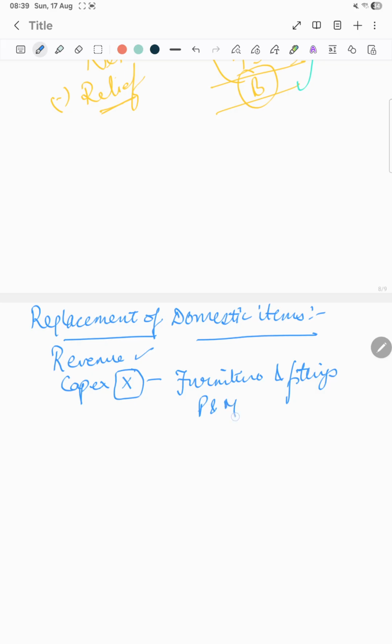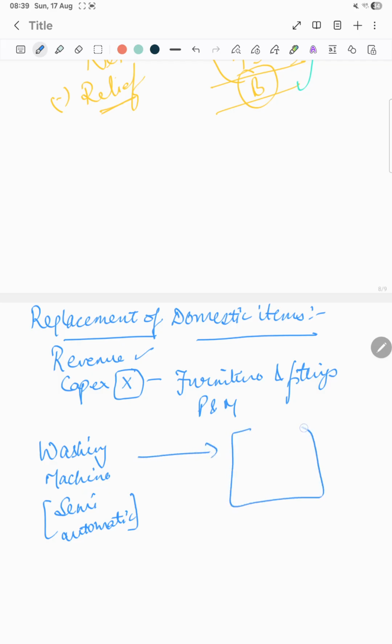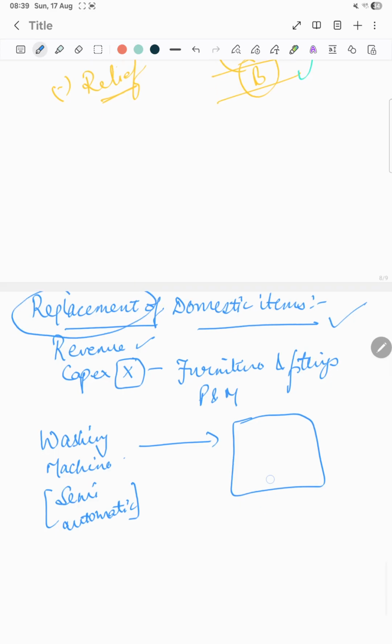plant and machinery, etc. But now let's say the landlord has kept a washing machine in the house which is semi automatic. Now this machine is no longer beneficial and the landlord has replaced it with a very similar washing machine which is semi automatic. Will that be allowed? Yes, because that is a replacement of the domestic item that was originally available.